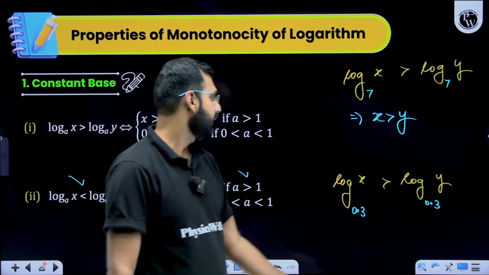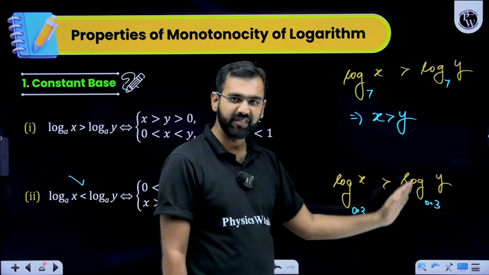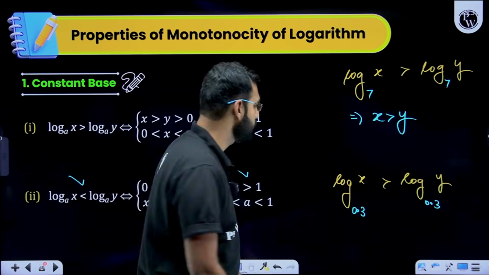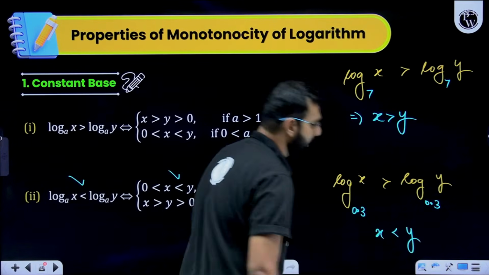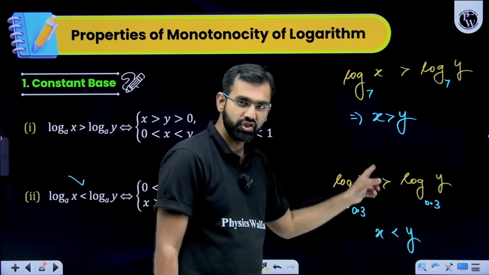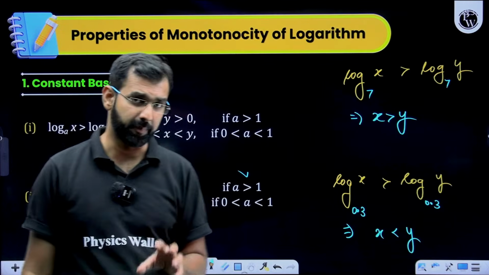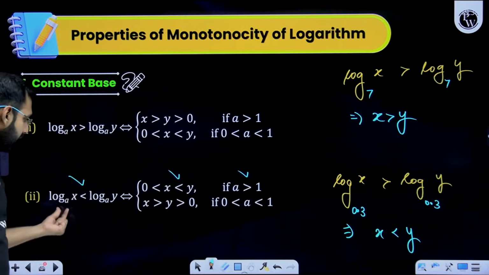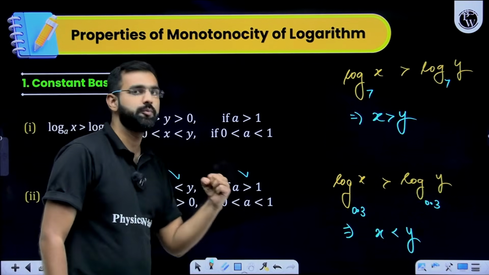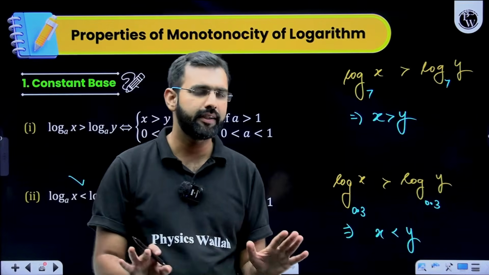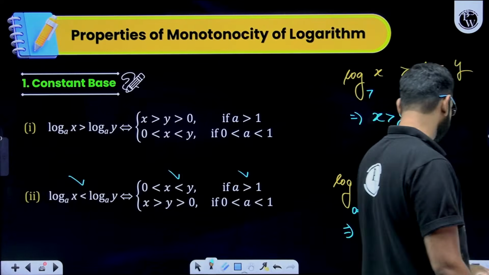But if the base is between 0 and 1, then the sign changes, which means if log x is greater than log y, then x will be less than y. The sign changes because the base is between 0 and 1. Will you remember these basics? Log x is less than log y, but x is greater than y if the base is between 0 and 1. Are we clear on that part, everybody? Can I move ahead from here? Just give me a quick confirmation.